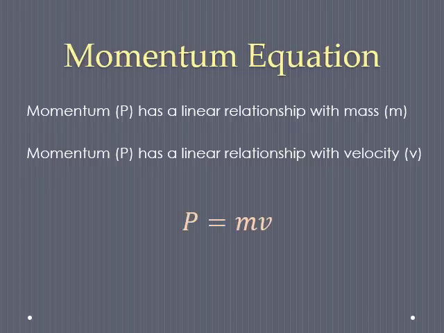Hopefully you came up with something. The equation for momentum is just the product of the mass and the velocity. It's two linear relationships, so they're both going to be on the top, or the numerator, of the fraction on the other side. So P is equal to m times v.